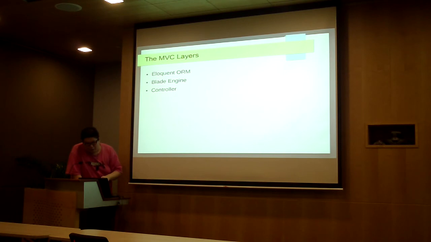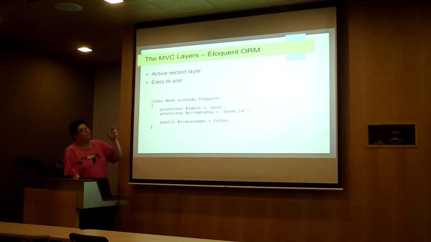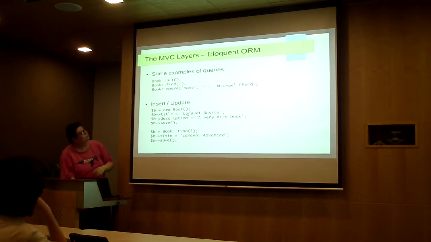Okay, first thing, Eloquent. Eloquent is just like any common ORM. It allows active record access to all your records, and it's easy to use. Supposedly you have a table called book. This is the standard way of creating an Eloquent ORM. You extend from the Eloquent, you specify a table name, the primary key, and whether you are enabling timestamp for the table. That's all. You don't have to specify any columns, because the ORM will detect them at runtime.